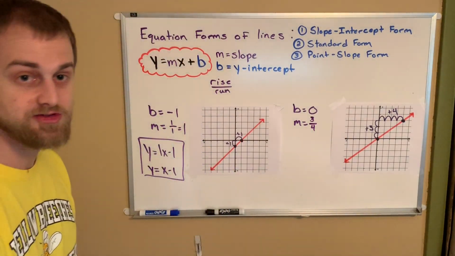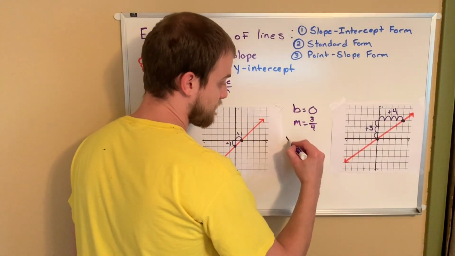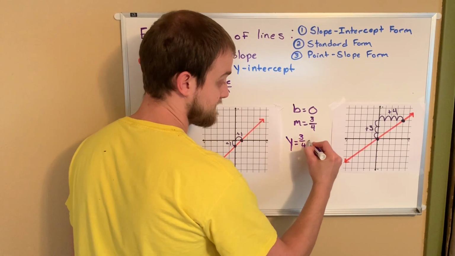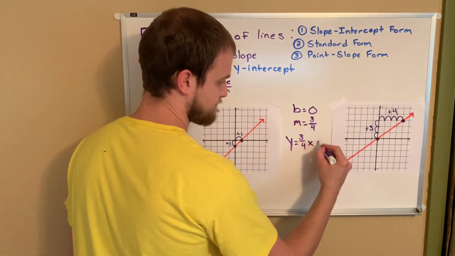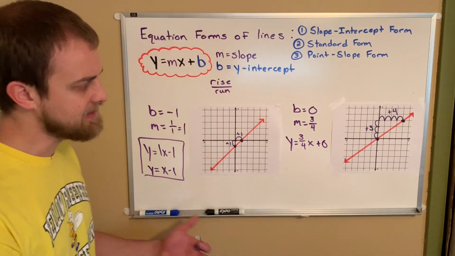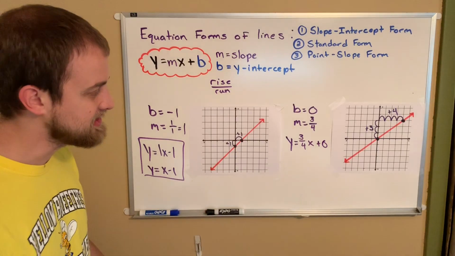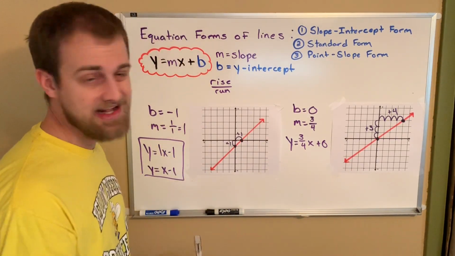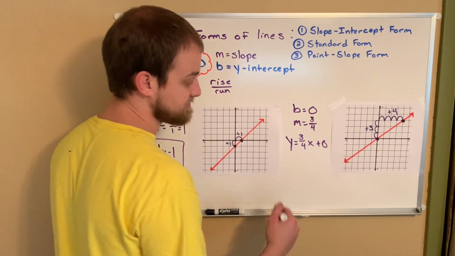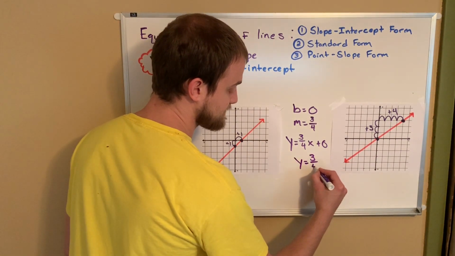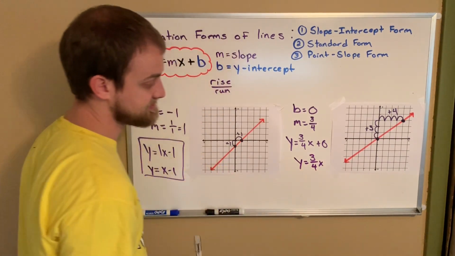I'm now ready to write slope-intercept, so let's do it. Y equals my slope, which is 3/4, x plus 0. Again, plus 0, it's technically correct. However, we can do a little bit better because we know that anything plus 0 is just that thing. So we could actually clean this up a little bit and just write this as y equals 3/4 x.